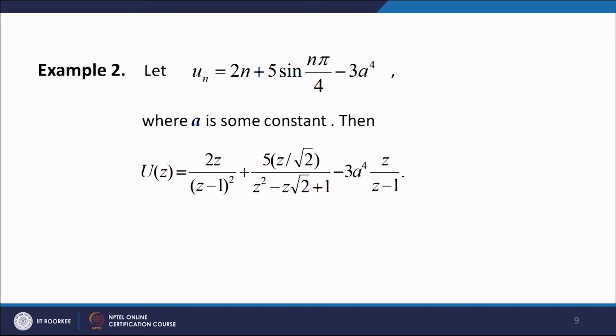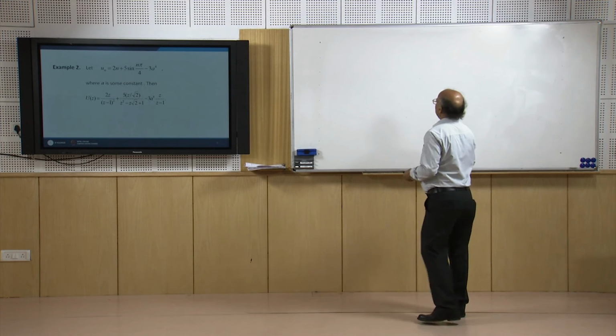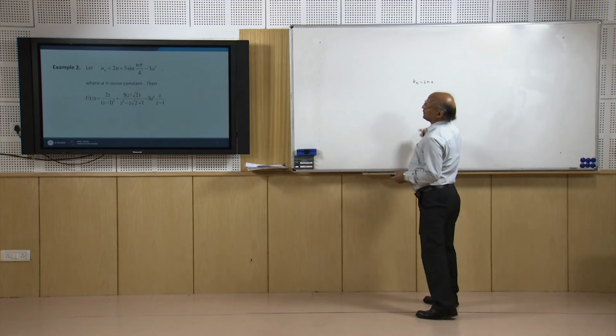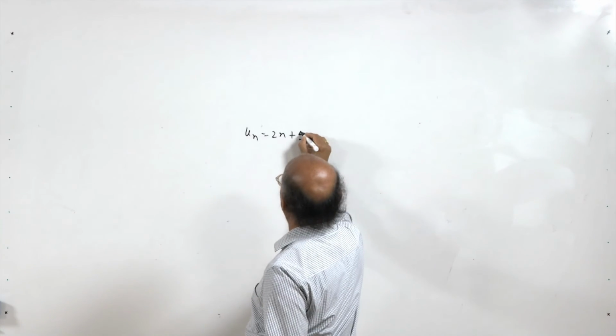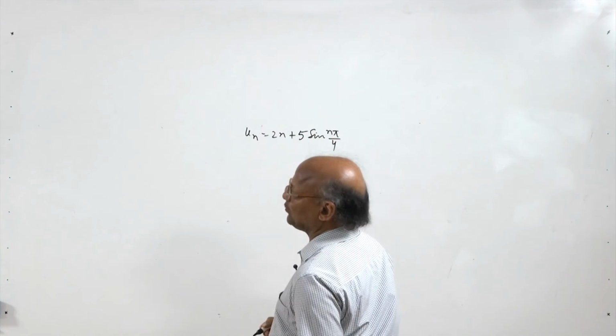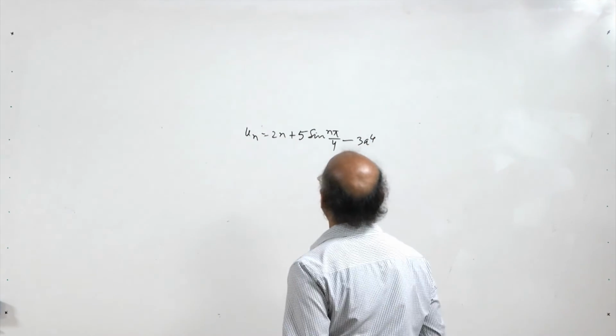Okay. Now let us see an example where we shall find the z transform of a sequence u_n consisting of the terms 2n and 5 sin n pi by 4 and minus 3a to the power 4. So let us find the z transform of u_n. u_n is 2n plus 5 sin n pi by 4 and then minus 3a to the power 4. a is given to be a constant.